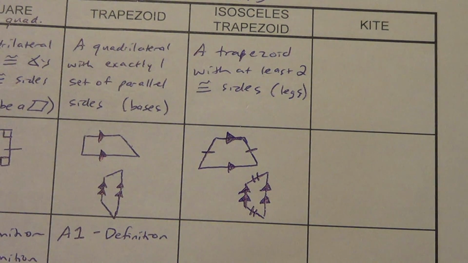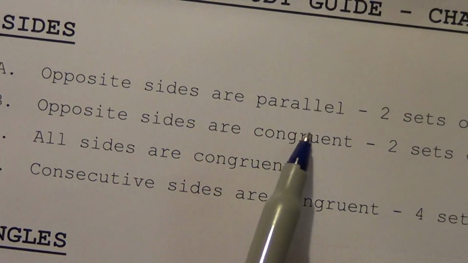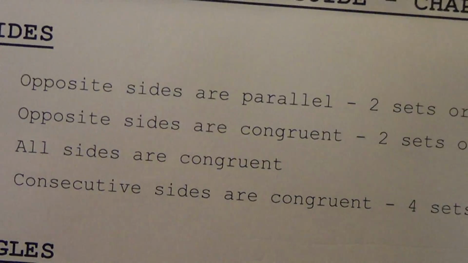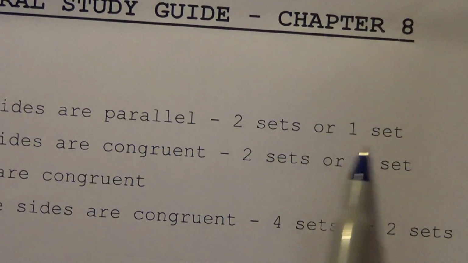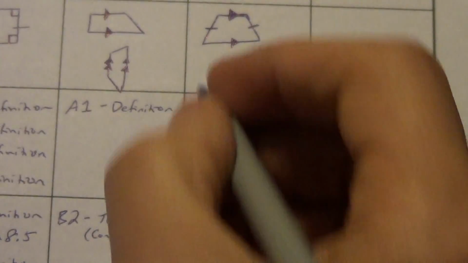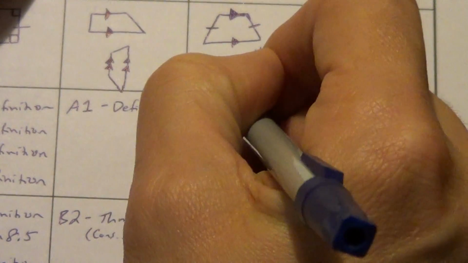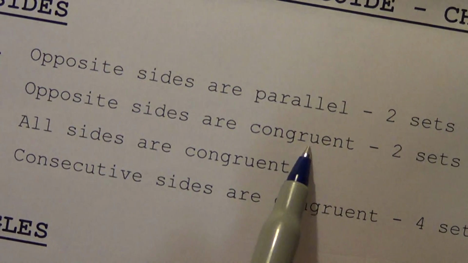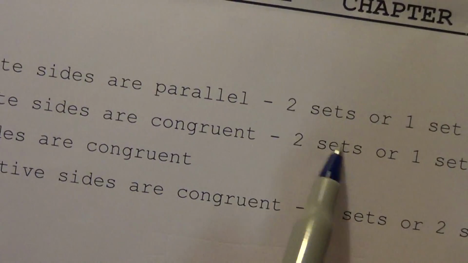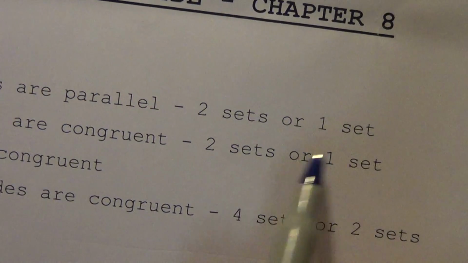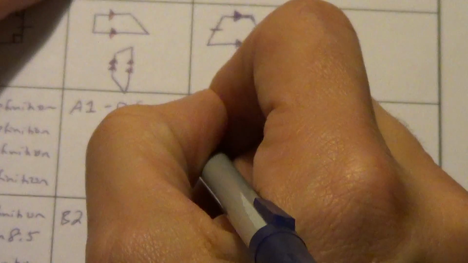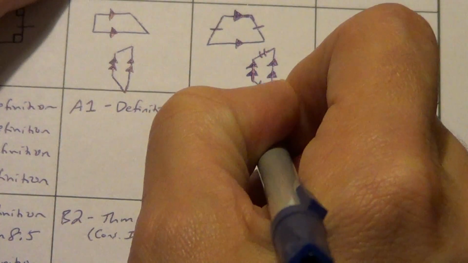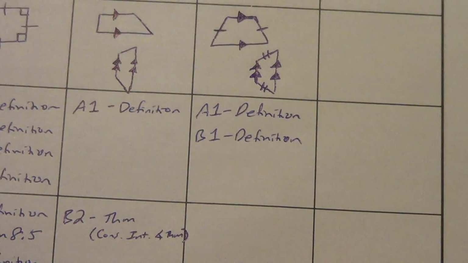All right, let's go to sides. All right, so let's look at our things here. Opposite sides are parallel. Well, that's part of the definition of any trapezoid. Okay, two sets or one set. Remember, it was one set, so that's A1 by definition. All right, let's look at letter B. Opposite sides are congruent. Yeah, that's what we just drew. Two sets? No, it's just one set. Remember, it's the legs. Okay, so B1. It's also by definition. That was part of the definition of isosceles trapezoid.